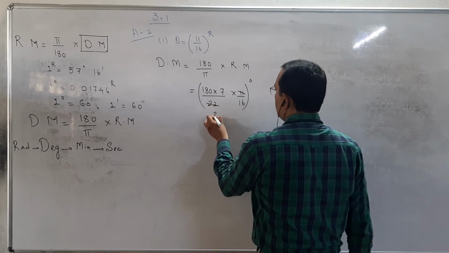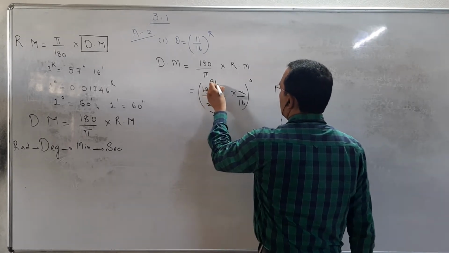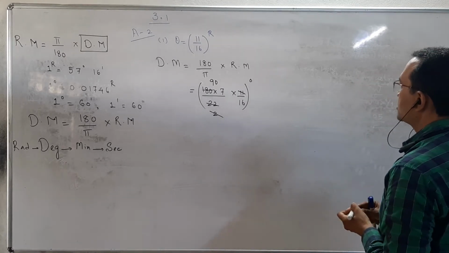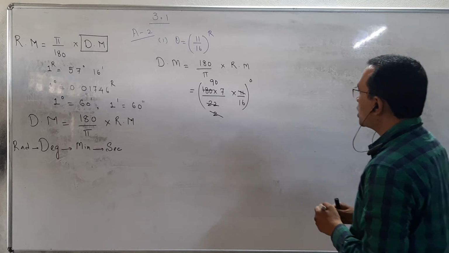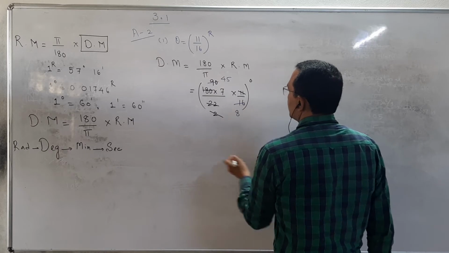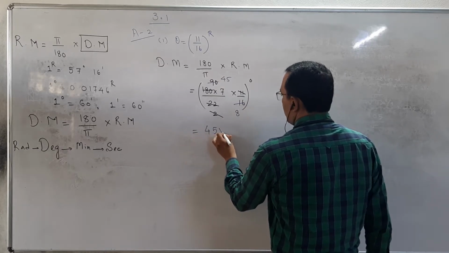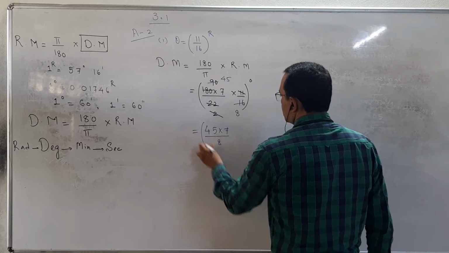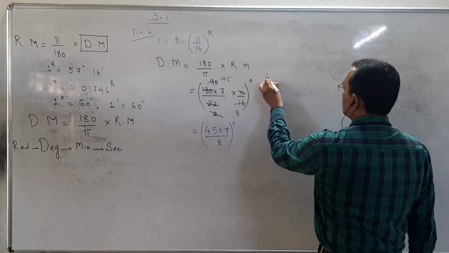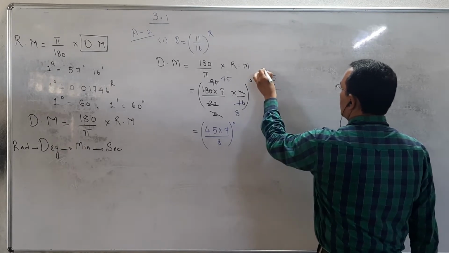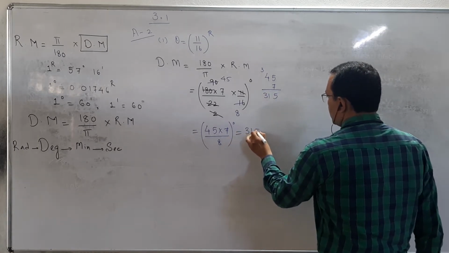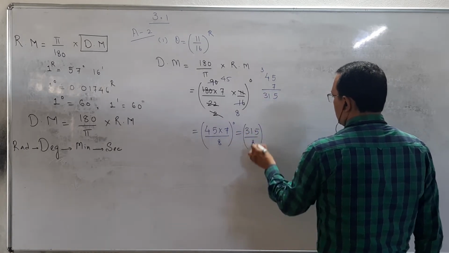11 1s are 11, 2 1s are 2, 90s are. Then students, we can still divide by 2. So this will be 45 and this will be 8. So we have 45 into 7 by 8 degrees. Now students, 45 into 7, 7 5s are 35, 28 into 31. So this is 315 upon 8 degrees.